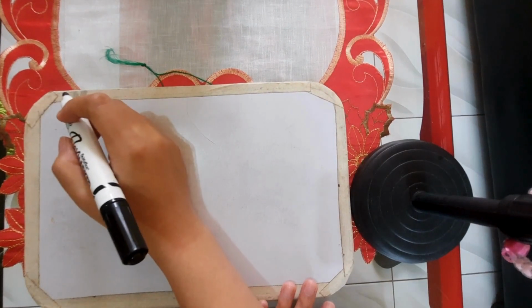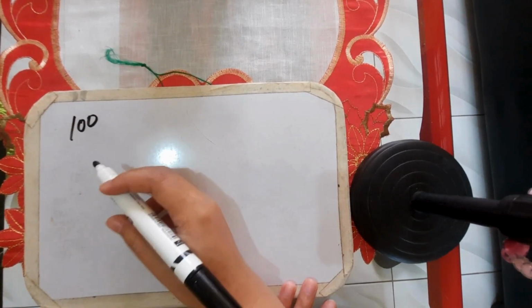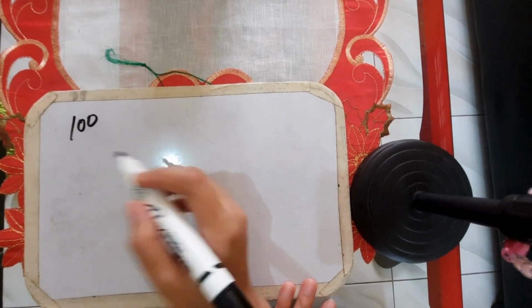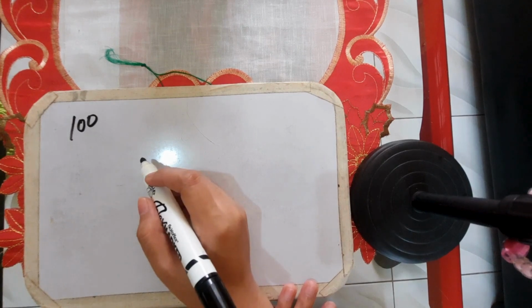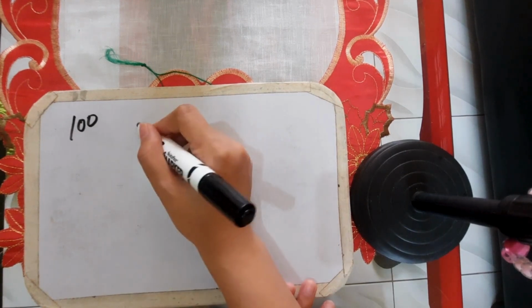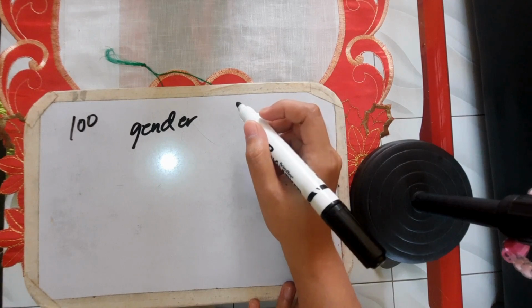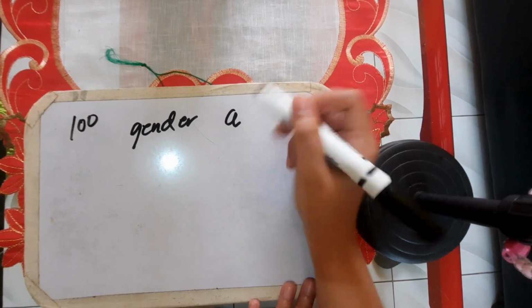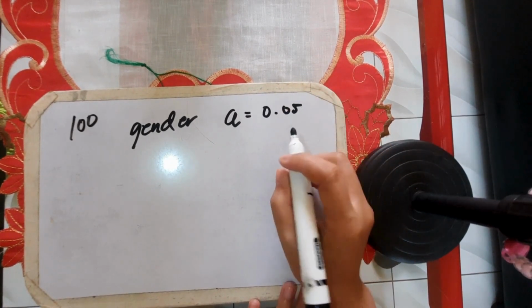Suppose you have observed 100 people who wash their hair every day and those who wash their hair every 3 days. We want to see if there are any difference based on their gender. At the level of 0.05.